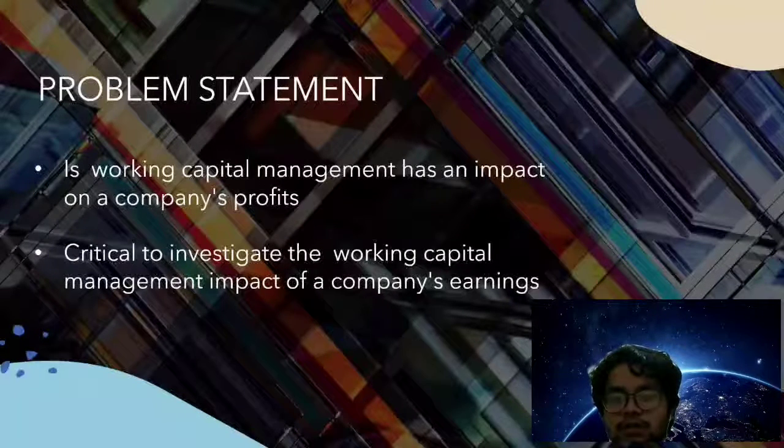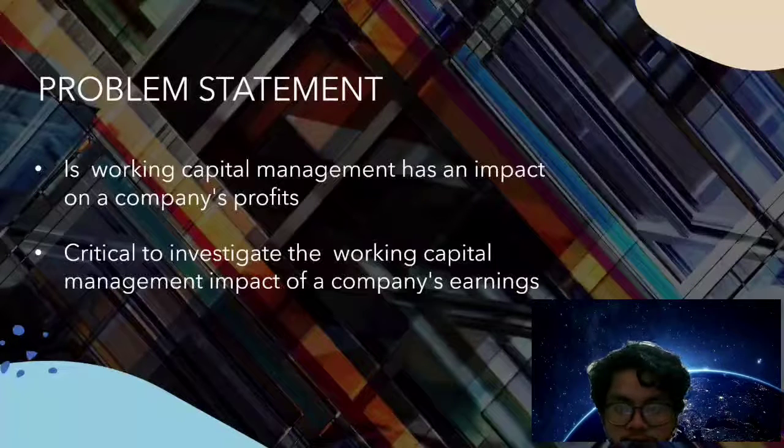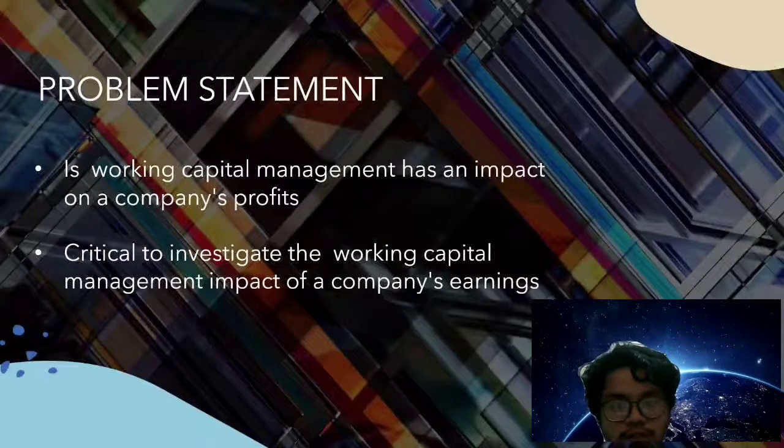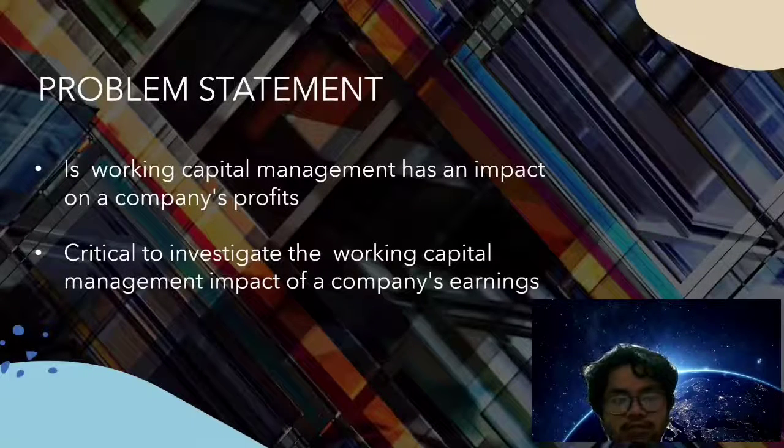So we want to know whether the points in working capital management affect the company's profitability, and we know that it is critical because in the future we want to know whether a company has to take care of its working capital management to take care of its earnings.